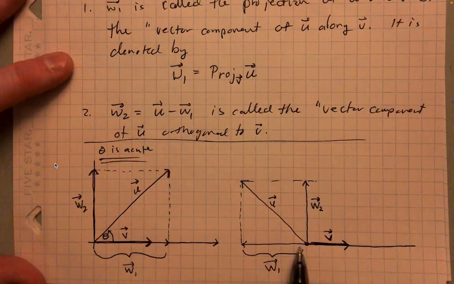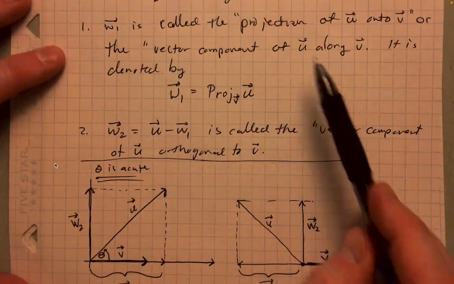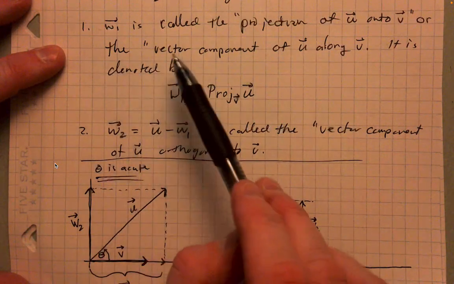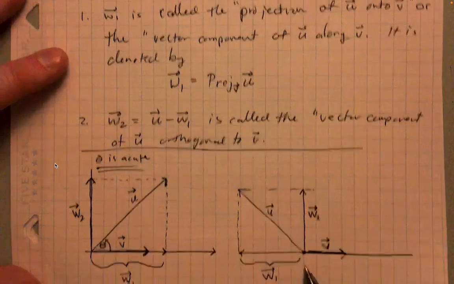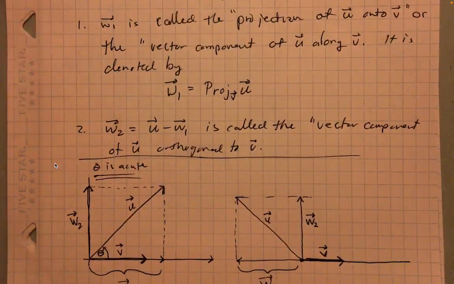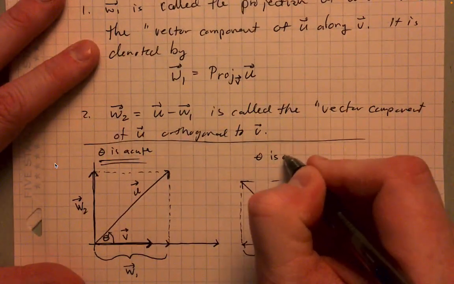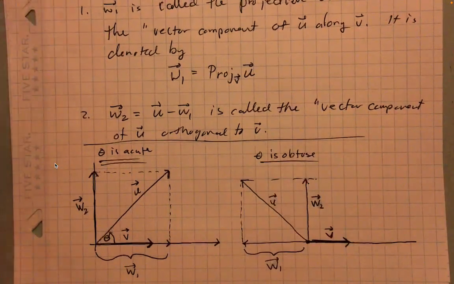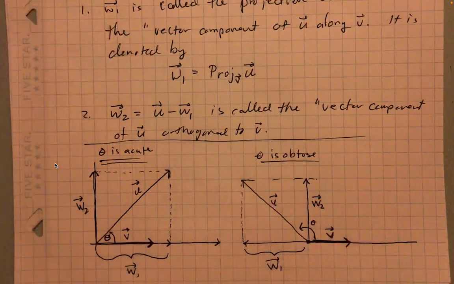Now notice w1 is the projection of u onto v, or it's also said the vector component of u along v. It doesn't mean that they are going in the same direction. These are just two parallel vectors, not necessarily in the same direction. So these pictures are important, and this is for theta an obtuse angle: the angle between v and u is greater than 90 degrees.